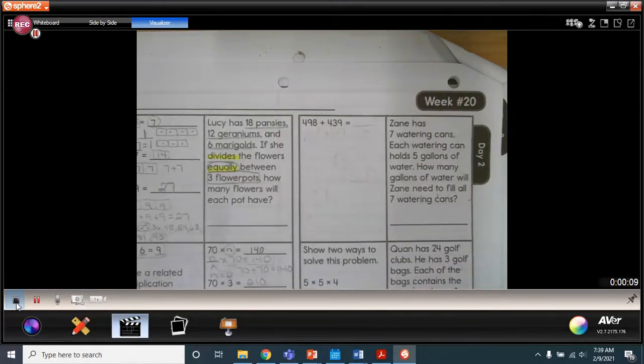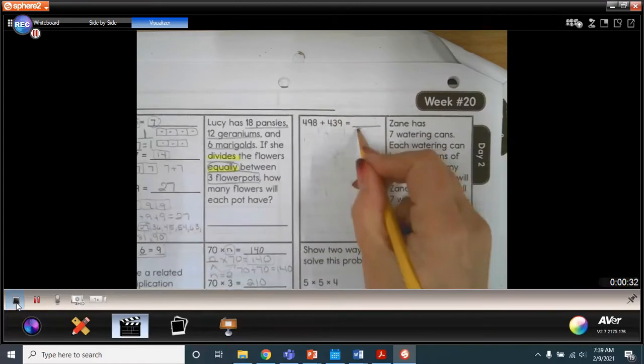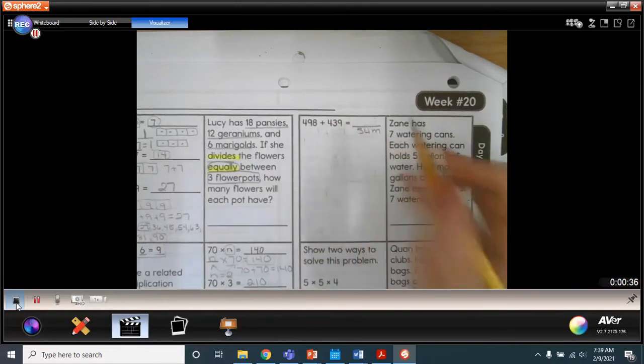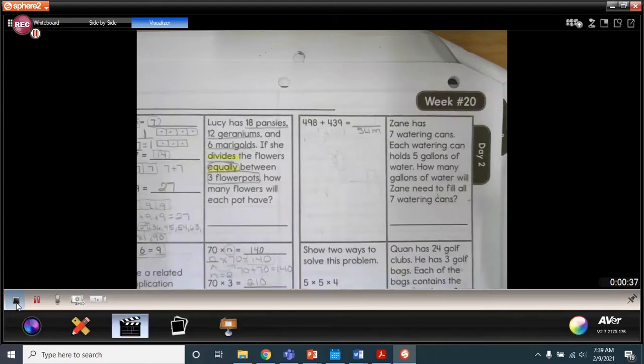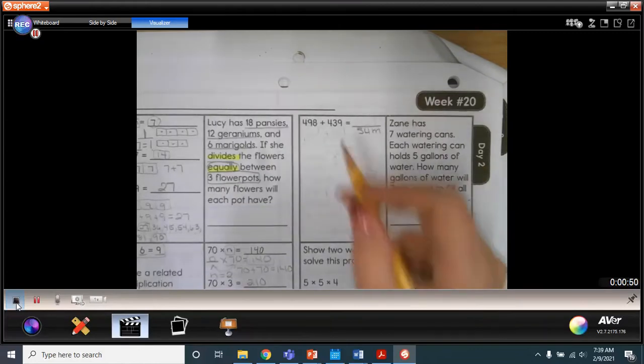So let's take a look at our week 20, day 2 problems of the day. We first want to take a look at our addition sentence or equation here. It asks us to find the sum, which is our total, right? We call that the sum of 498 and 439. What this tells us is we are going to combine these two amounts as one lump sum. So that means we're going to have two add-ins and we're going to add them together.